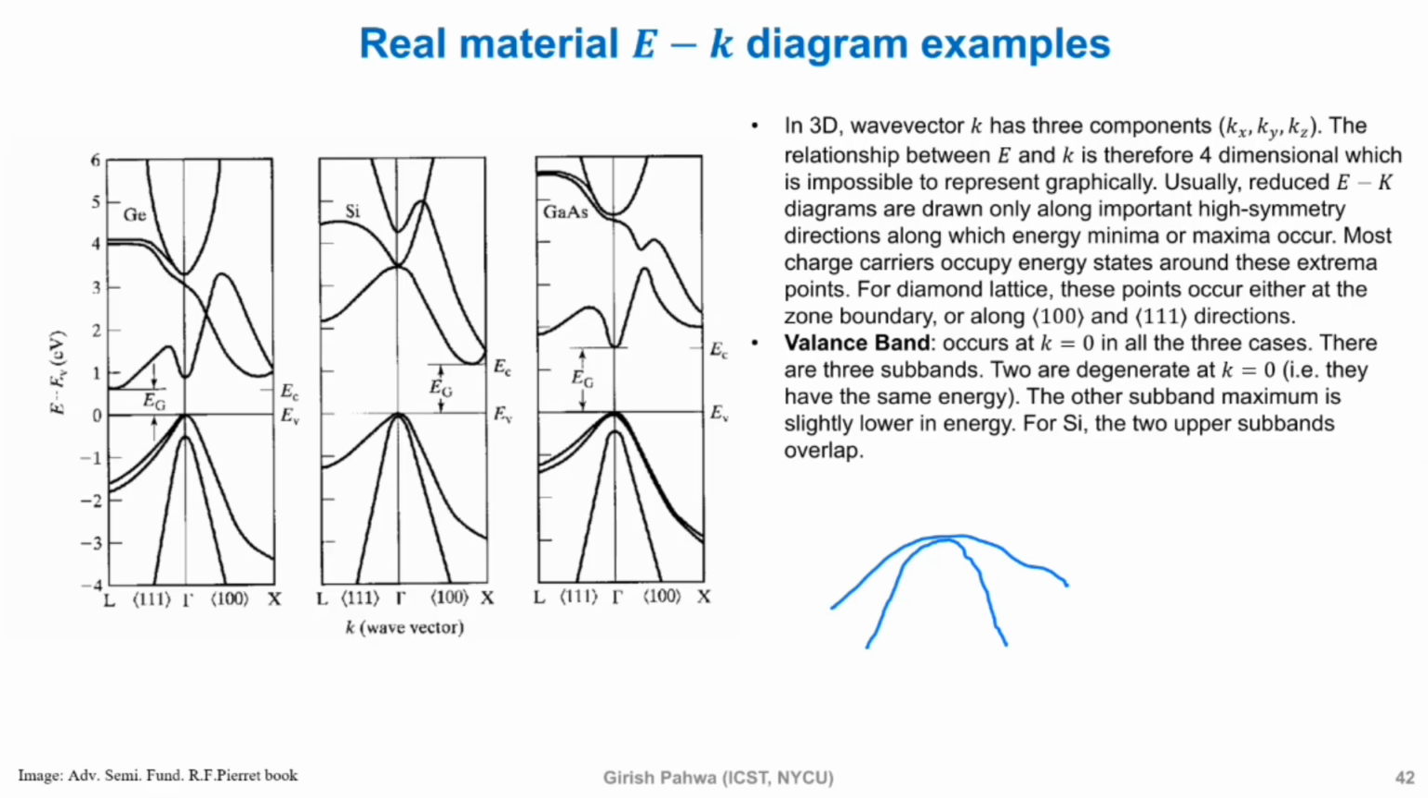Lower curvature. Which one has a lower curvature? The upper one, right? So effective mass is inversely proportional to the curvature. And which one has a lower curvature? This one. So lower curvature will have a higher effective mass.